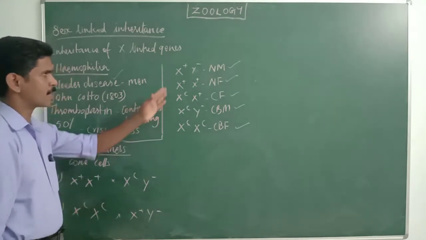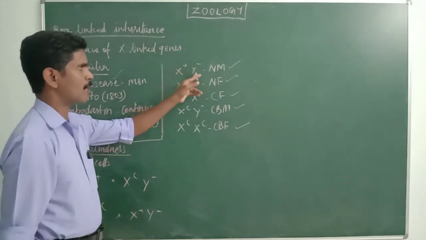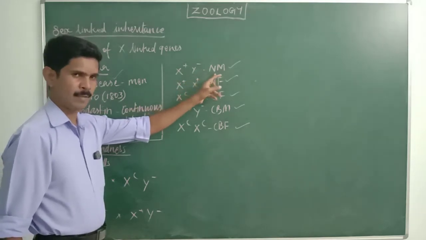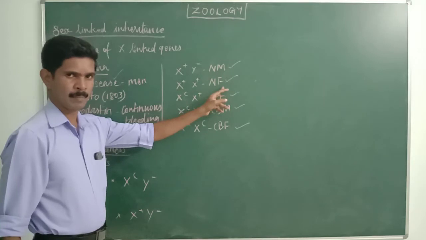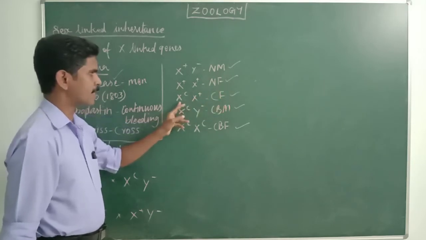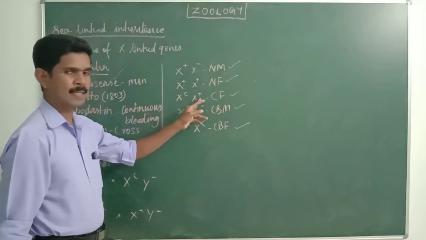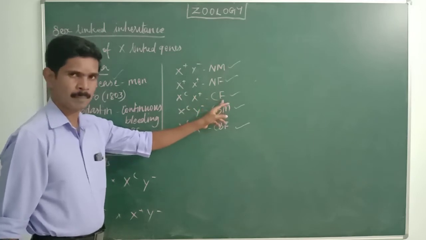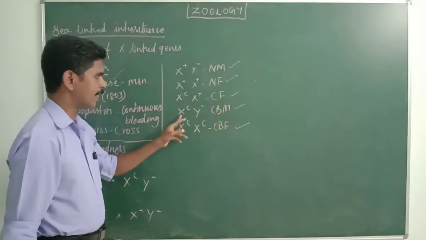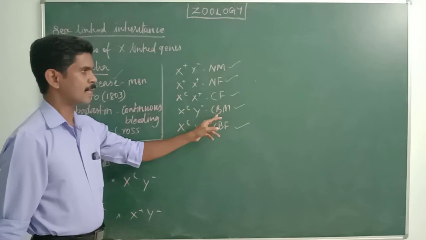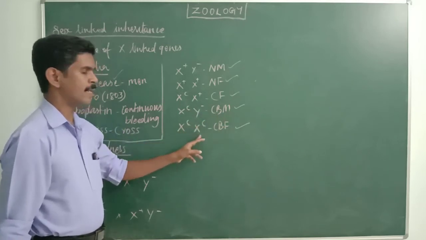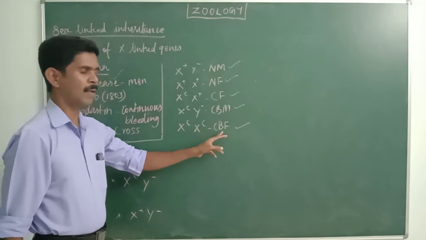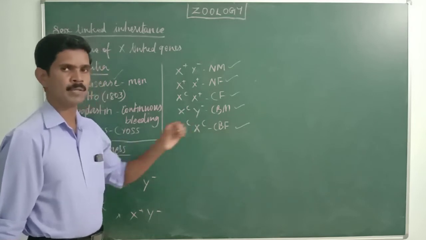Okay, so once again I repeat this one. X plus Y minus is the normal man. X plus X plus is the normal female gamete. Then XC and X plus is the carrier female's gamete. Then XC Y minus is the colorblind male gamete. Then XC and XC is the gamete of colorblind female. Hope you understood this one.